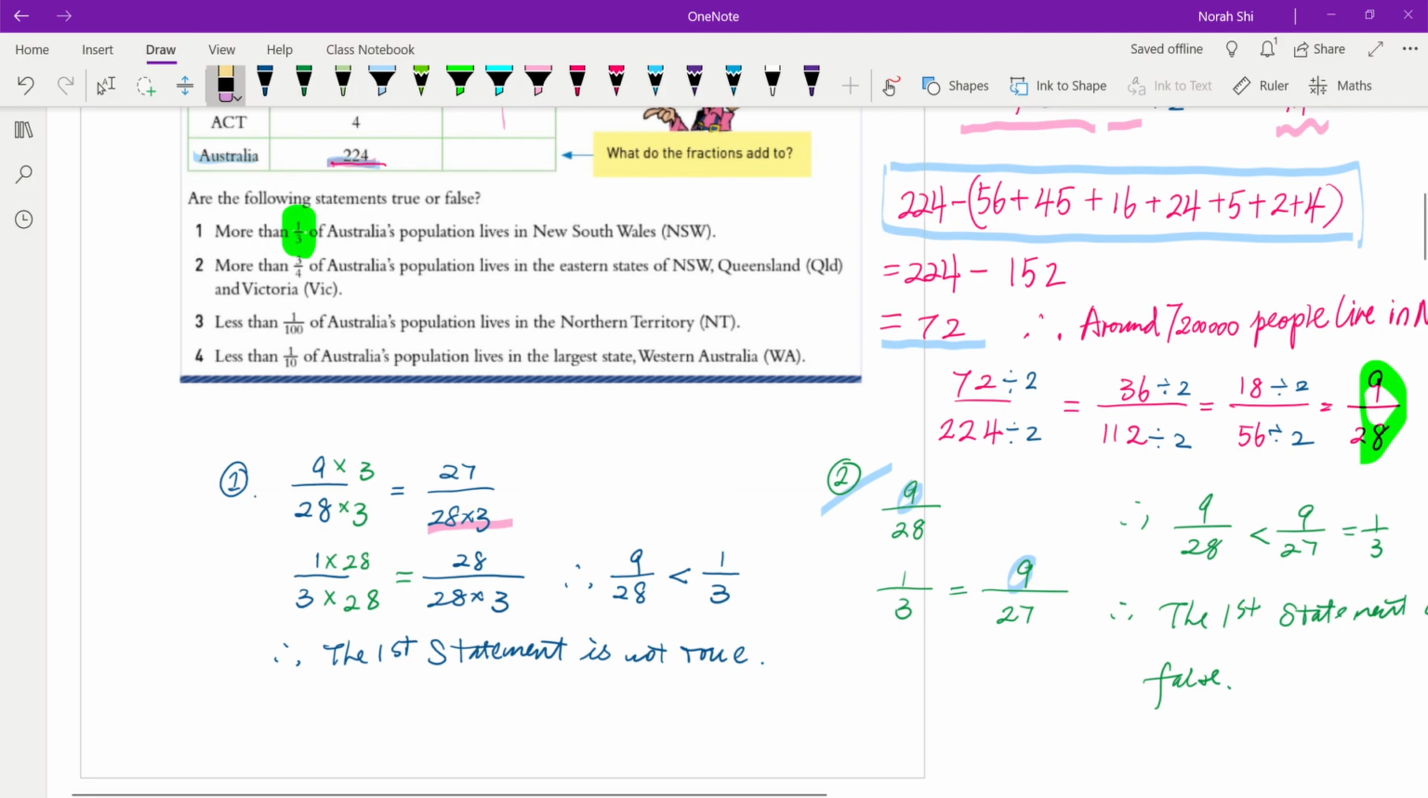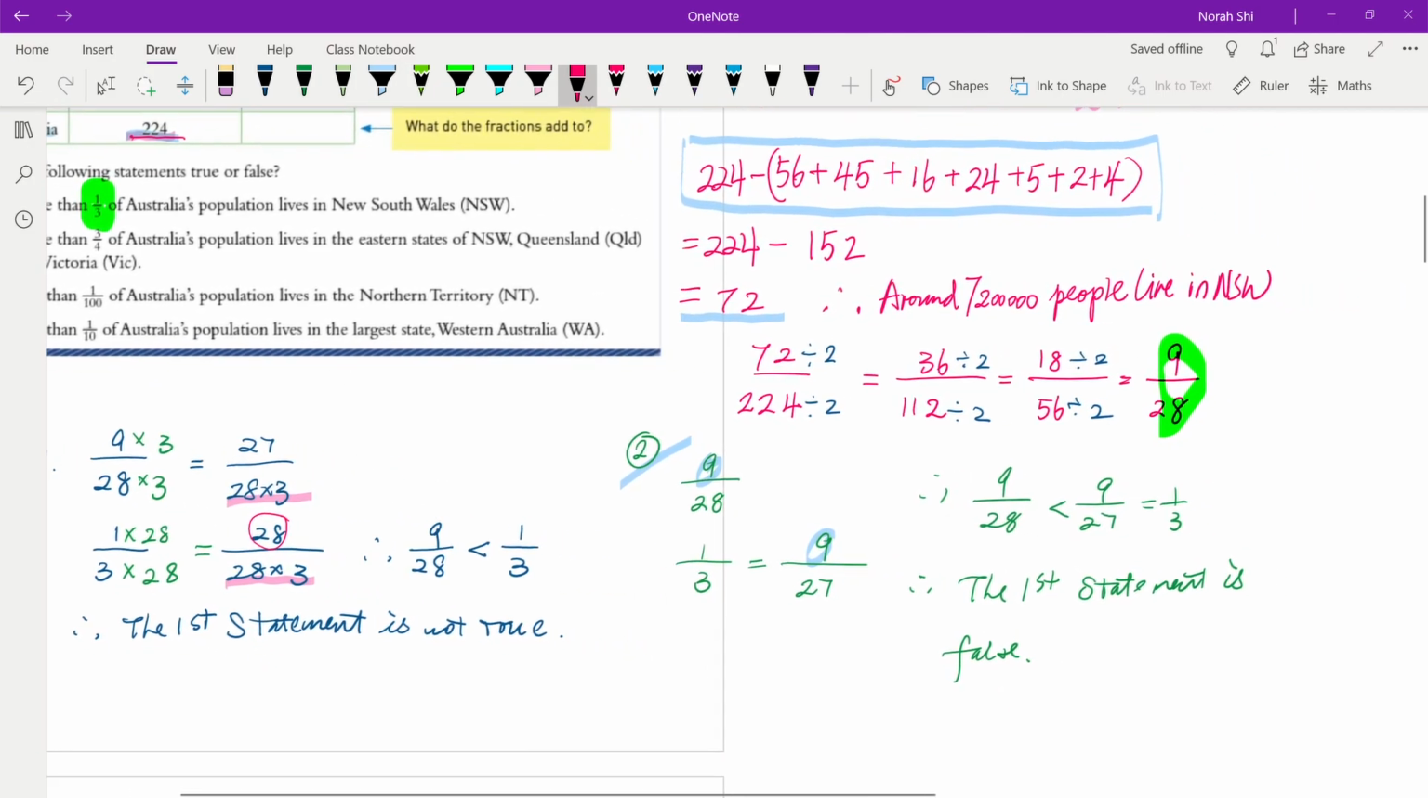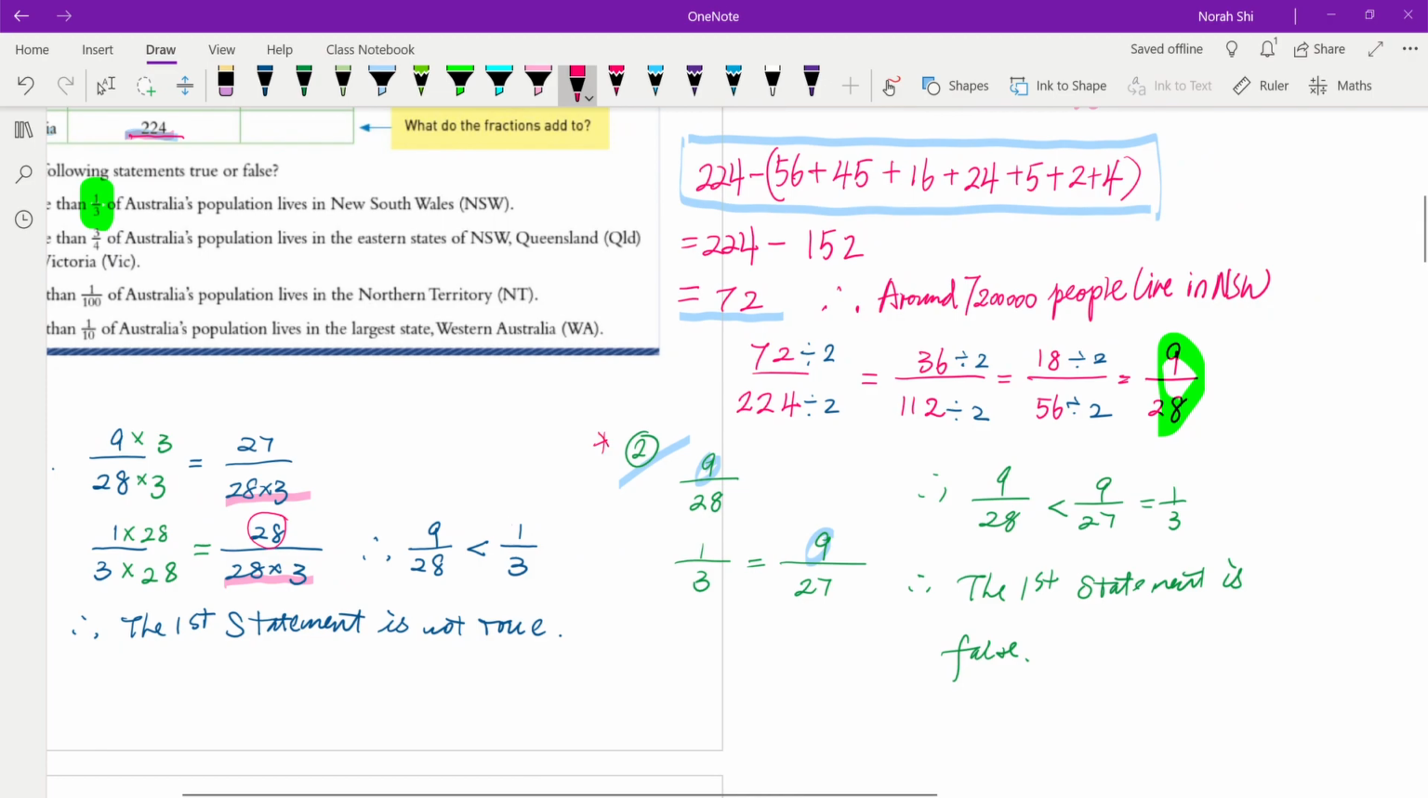And for 1/3, we multiplied both numerator and denominator by 28. Remember, the common denominator this time is 28 times 3, and the numerator is 28. Apparently, 28 is a greater number, so 9/28 is less than a third. Therefore, the first statement is false. It's not true. Okay, I have demonstrated another way here you can use to compare these two fractions. In this case, I didn't change the denominator, I changed the numerator. I leave it to you to figure out how that works.